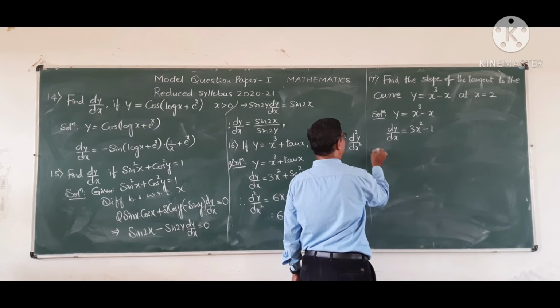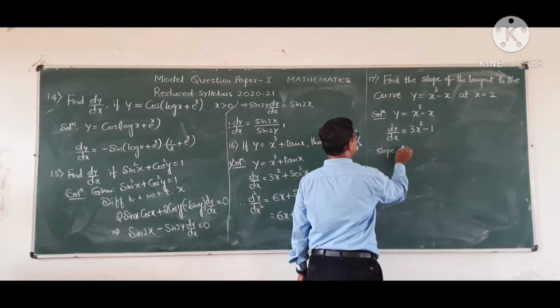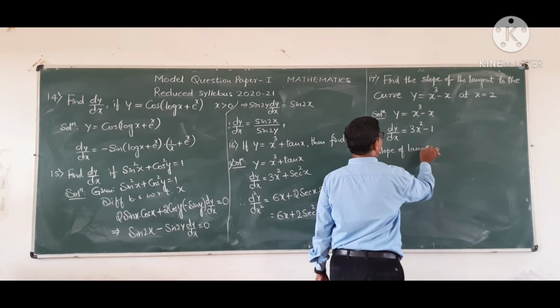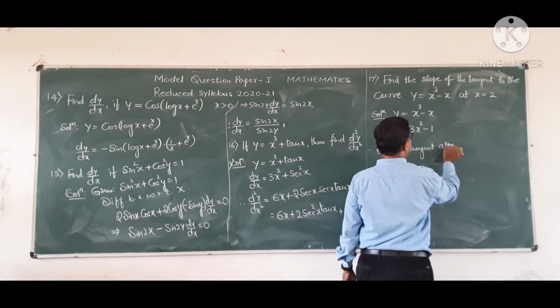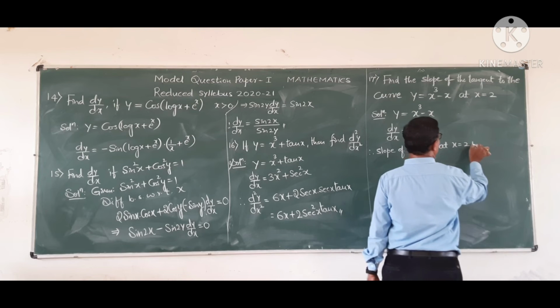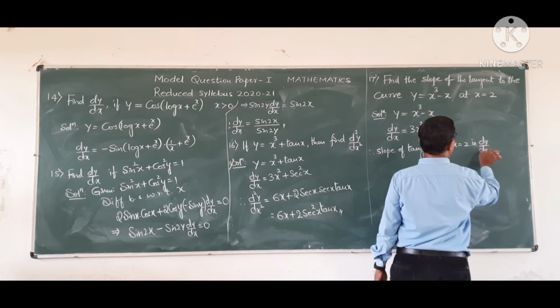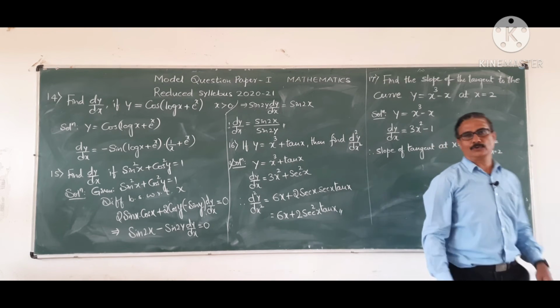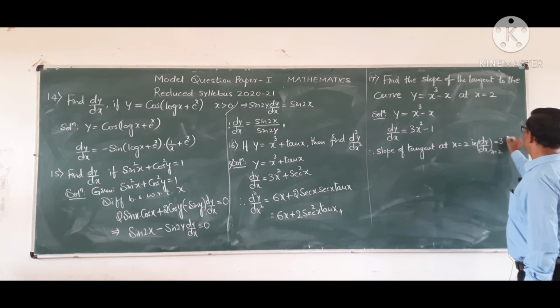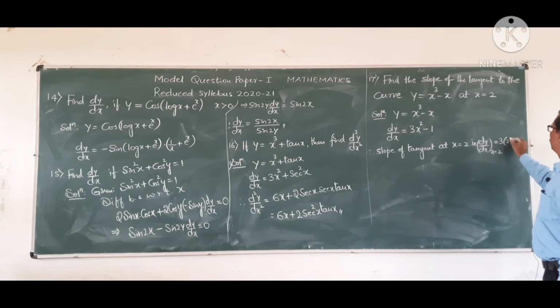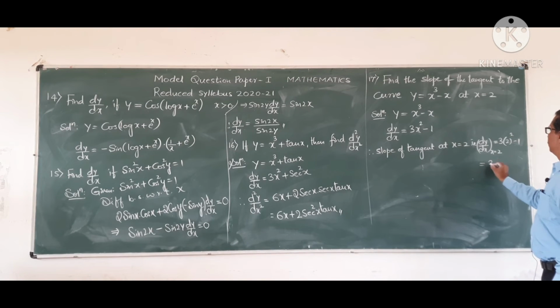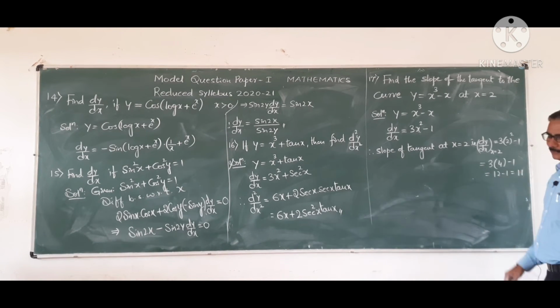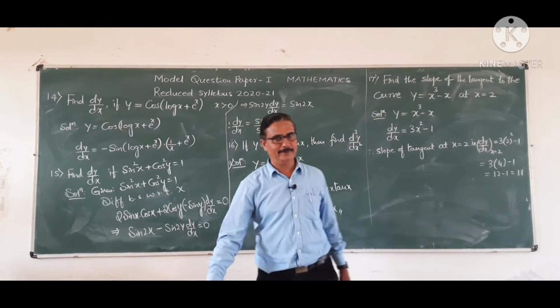Therefore, slope of tangent at the point x is equal to 2, that is dy by dx at the point x is equal to 2. Put x equal to 2 in dy by dx. 3 x square, x value 2, power 2, minus 1. 3, 2 square is 4, minus 1. 3 4s are 12 minus 1, that is 11. So slope of tangent is 11.